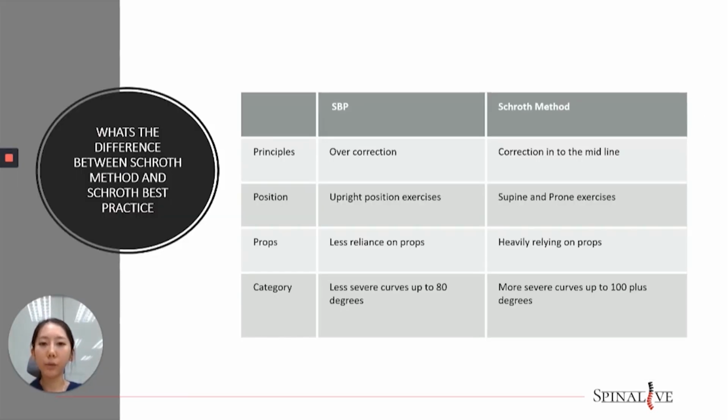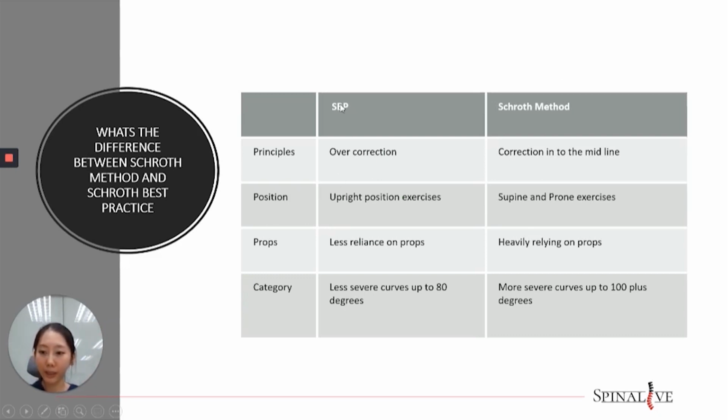Okay, so what's the difference between Schroth best practice and the Schroth method? The principle behind is still the same: to correct the thoracic curve or the lumbar component. One is to overcorrect to the opposite side. Let's say you have a right thoracic curve. While performing the exercise, there will be an overcorrection to the opposite side. On the other hand, the Schroth method will be correction to a more neutral standpoint.